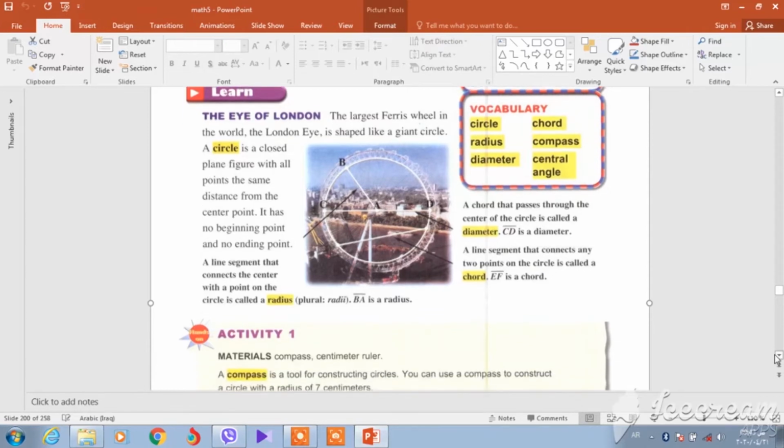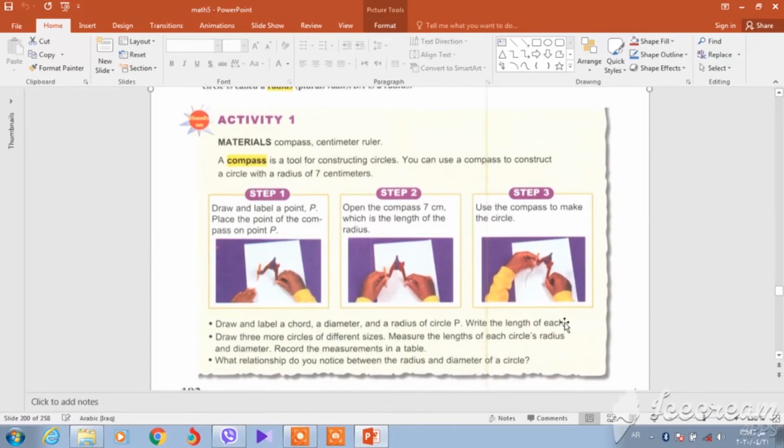Okay, now we use a compass. This is a compass to construct a circle. A compass is a tool for constructing a circle.